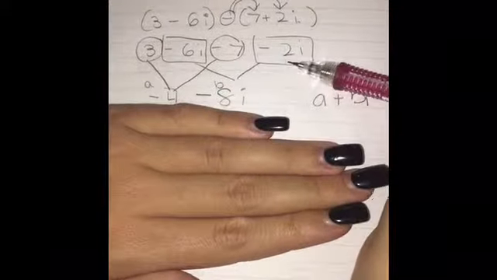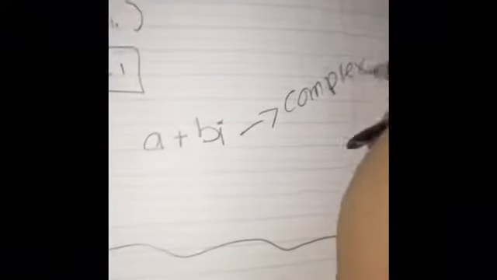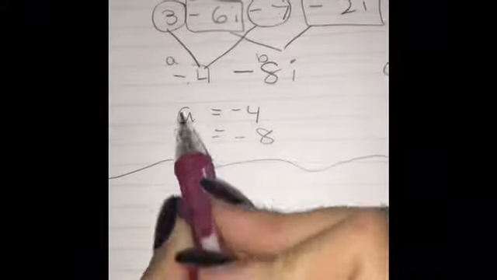You're going to combine 3 and negative 7 giving you negative 4, and negative 6i, negative 2i giving you negative 8i. And remember that this is complex form. So your a is negative 4 and your b is negative 8. So your final answer is a equals negative 4 and b equals negative 8.